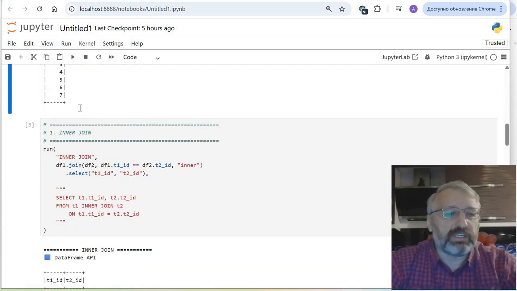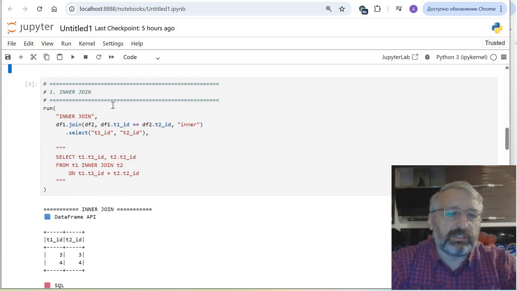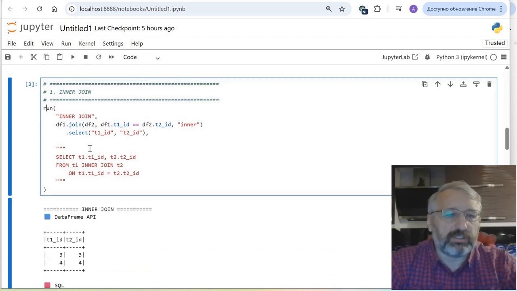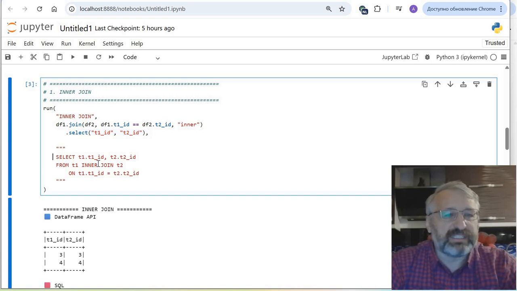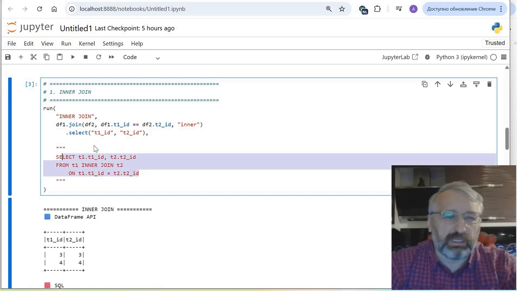The first demonstration is inner join. So we run this function. The title is inner join, and this is the syntax of inner join in Spark. We join DataFrame 1 with DataFrame 2 on this condition, and the type of join is inner, and we select T1 ID and T2 ID. And this is the equivalent SQL run on Spark.